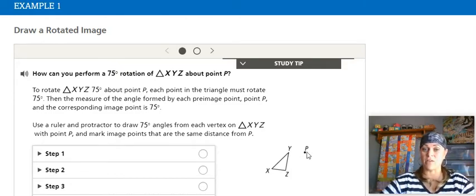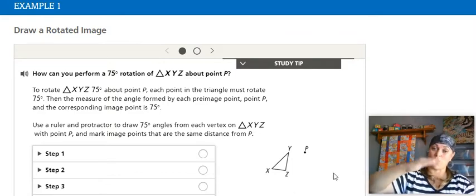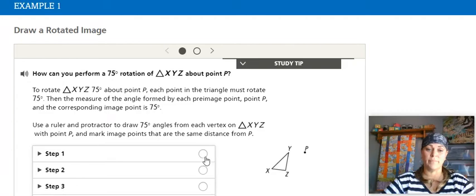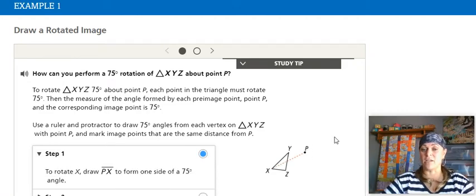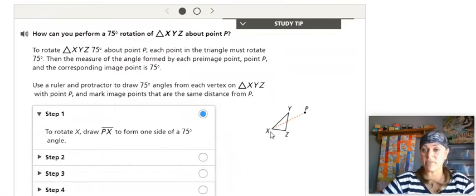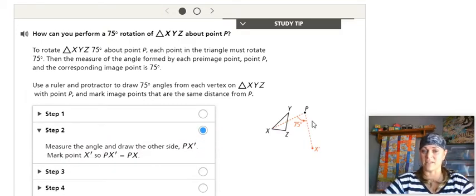Bottom line is you have to move point Y 75 degrees around P, point X 75 degrees, and point Z 75 degrees around point P. So first, you draw a segment from P to one of the points on the figure. And then from here, you're going to make this angle open up to 75 degrees. Let's see. Here it is. So P to X is the exact same distance as P to X prime.